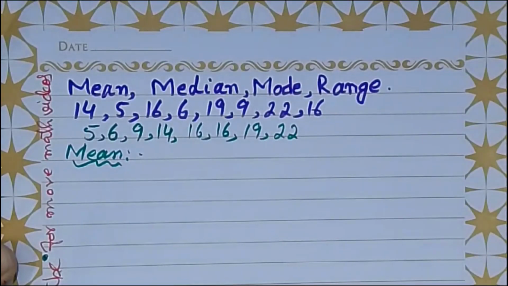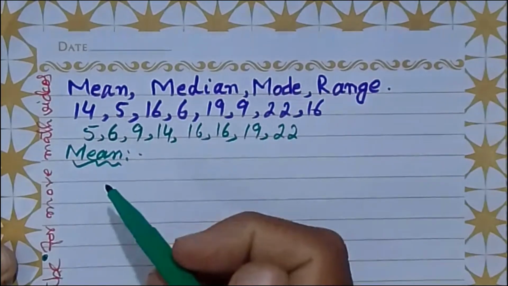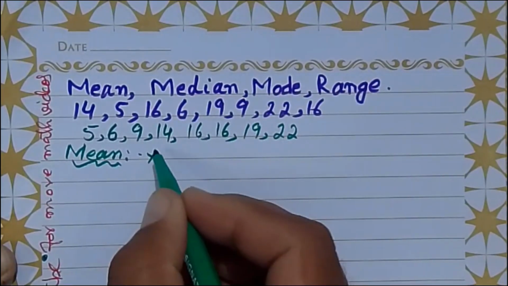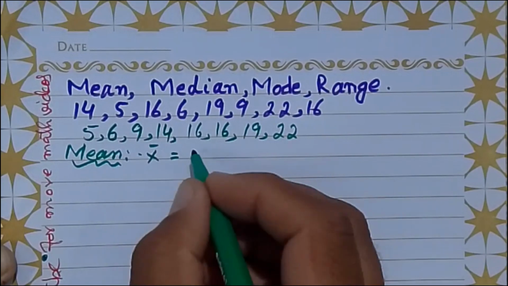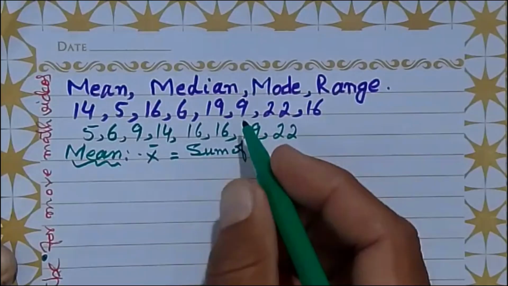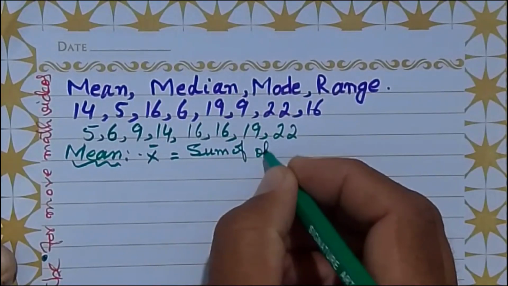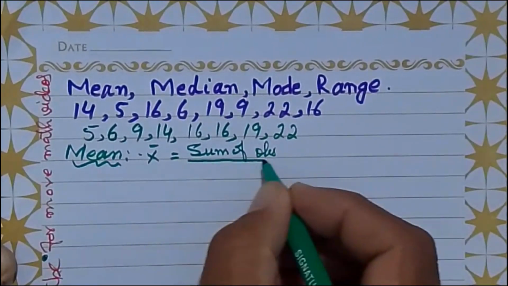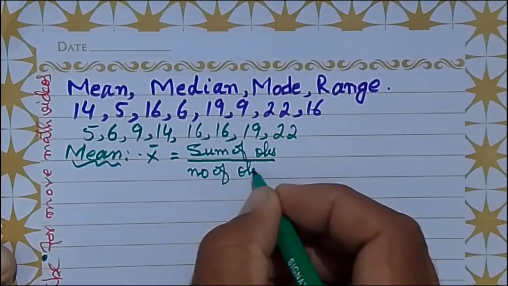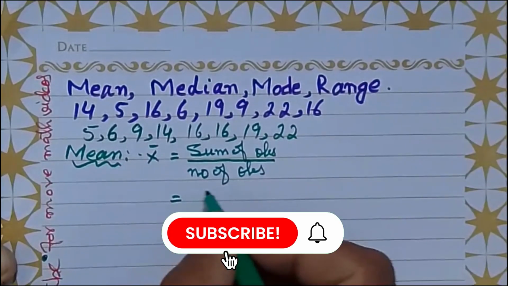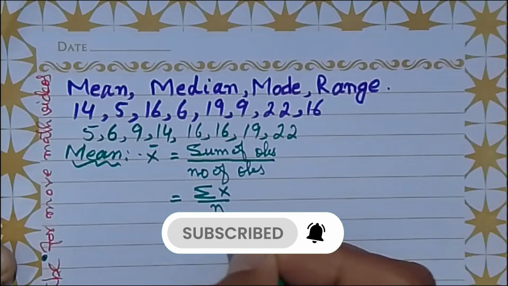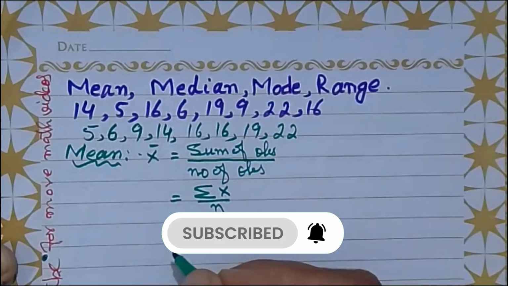Mean. The formula for mean is x bar is equal to the sum of observations over the number of observations, which is equal to sigma x over n.